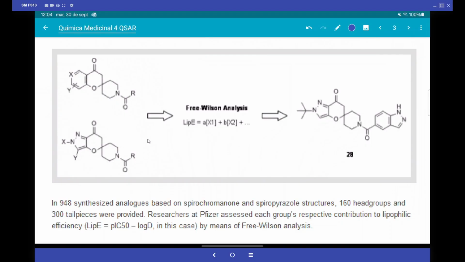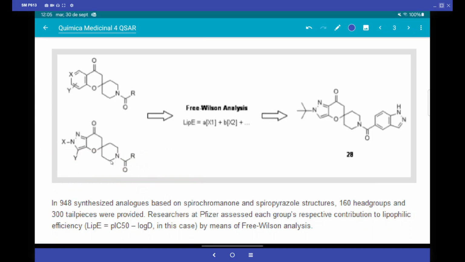Then how to know which are the best combinations? If the ring of 6 or 5 is convenient, if some particular R is convenient, a strategy would be to synthesize the largest number of molecules possible. But we will never be able to synthesize them all. How many did they synthesize? 948 analogs, a brutal amount. I believe there are easily about 20 doctoral theses in that amount of compounds or more.